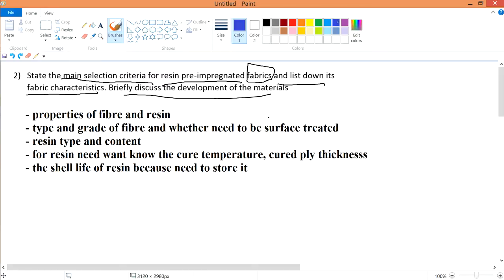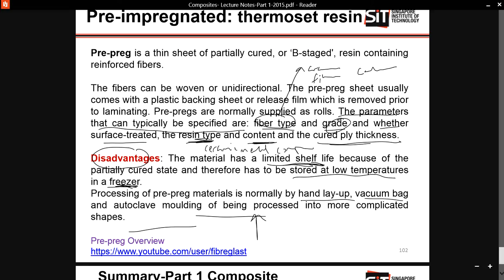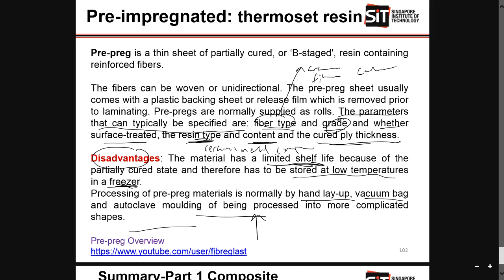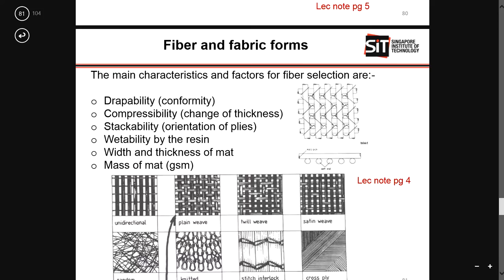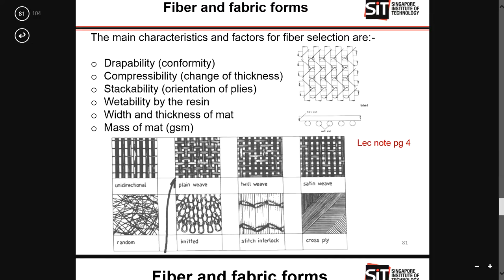Okay, next up is to list down its fabric characteristics. So you're going to go back to lecture note part 1, to the characteristics, and come to page 81. Fiber and fabric forms, where the characteristics are all this. But it's mainly talking about the fibers. Drapability, compressibility, these are all the things that you want to take note of.